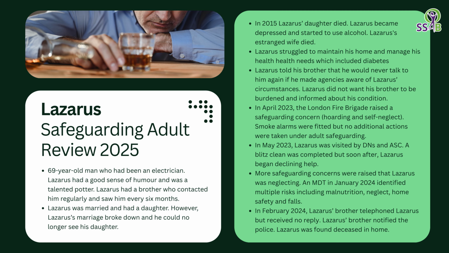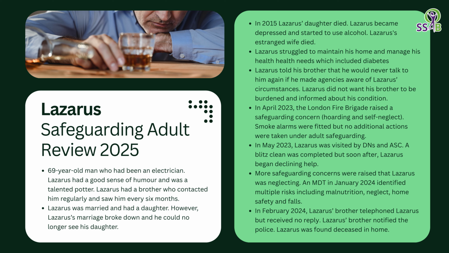However, Lazarus's marriage broke down, and as a result of this, he could no longer see his daughter. And in 2015, sadly, Lazarus's daughter died. Lazarus became depressed and started to use alcohol.